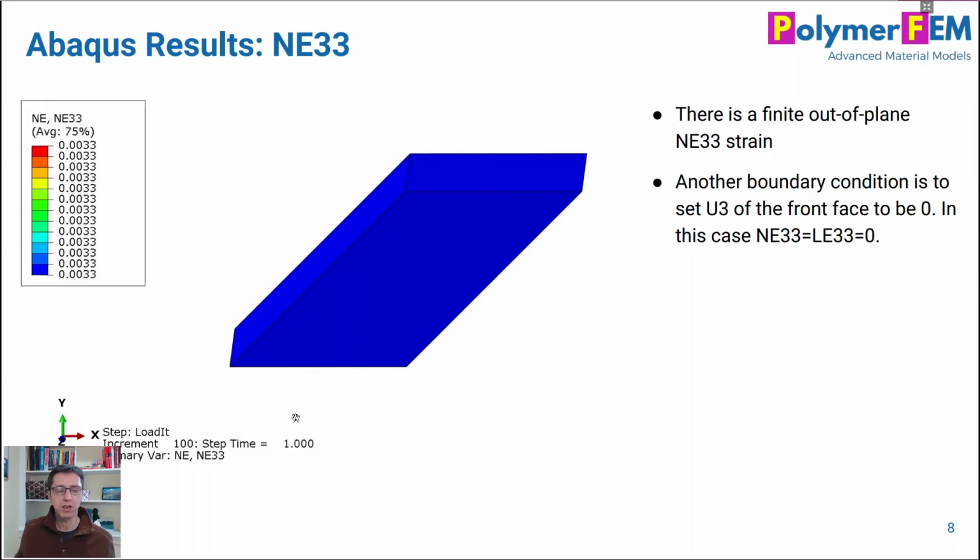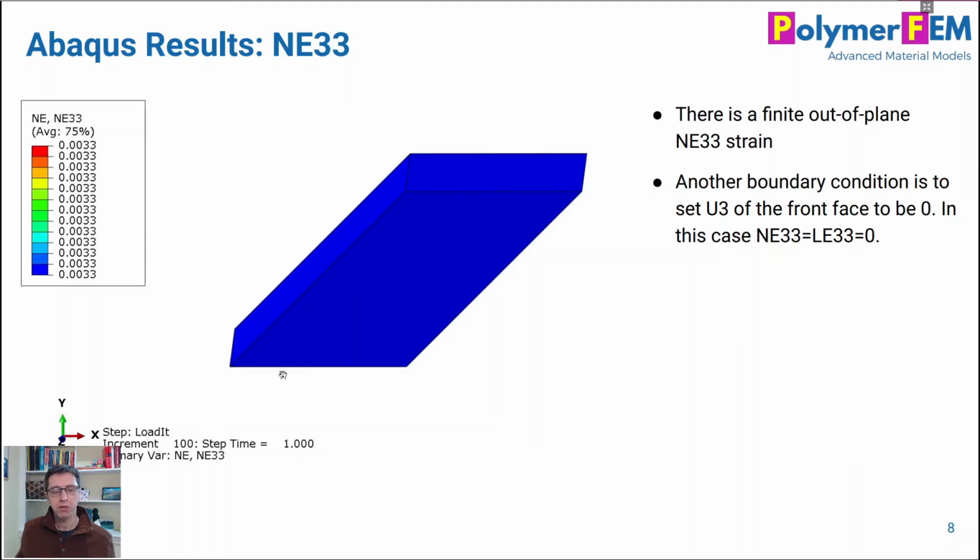So that is the direction C here, the 3 direction. If you have the boundary conditions that I introduced earlier, you will have a deformation in the out of plane direction. And we can see that in Abaqus. We can just plot NE33 or LE33. It's not going to be 0.